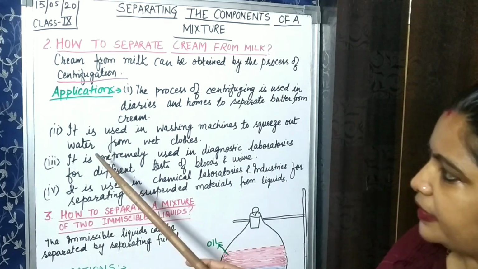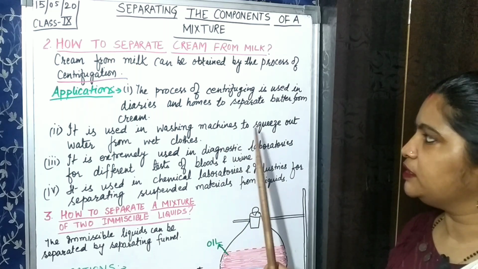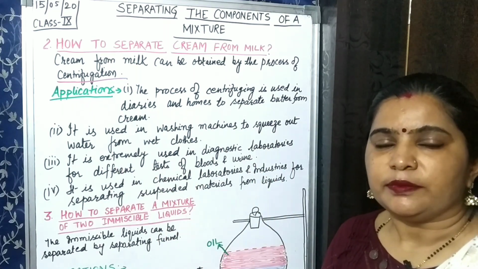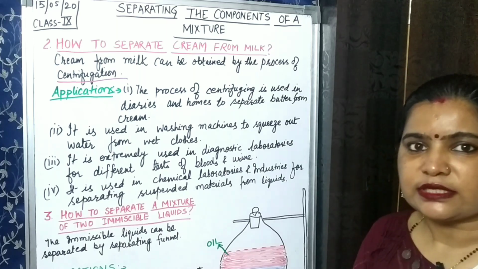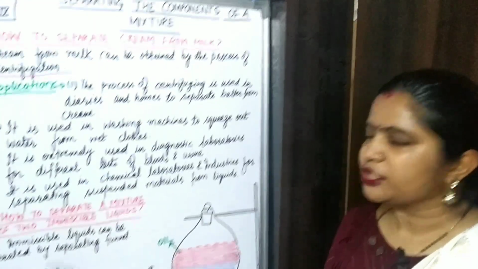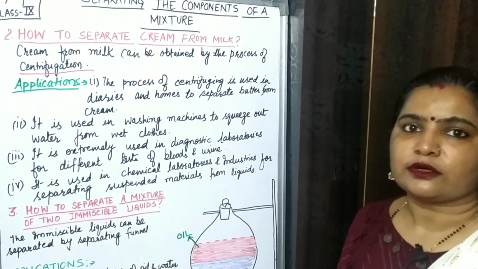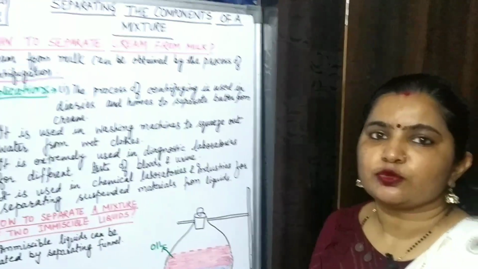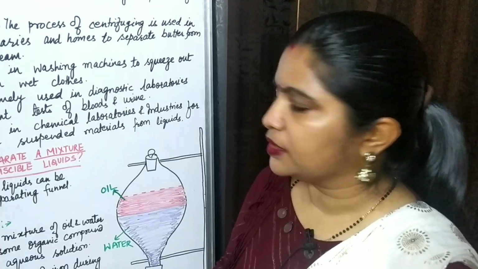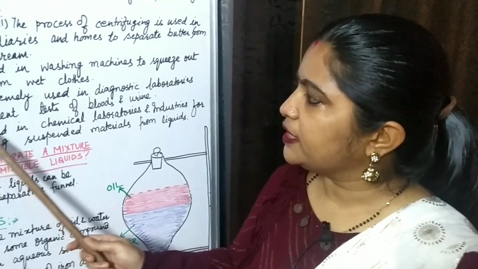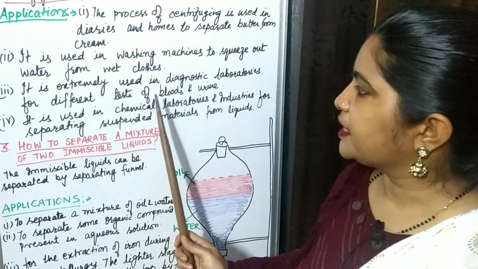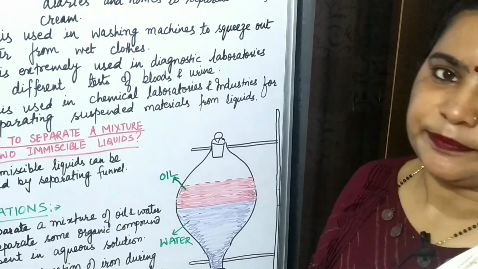Now second, it is used in washing machines to squeeze out water from the wet clothes. At your homes you might be using washing machines, and there also you could have seen that there is a machine which churns the clothes continuously and even squeezes out the water content from them.